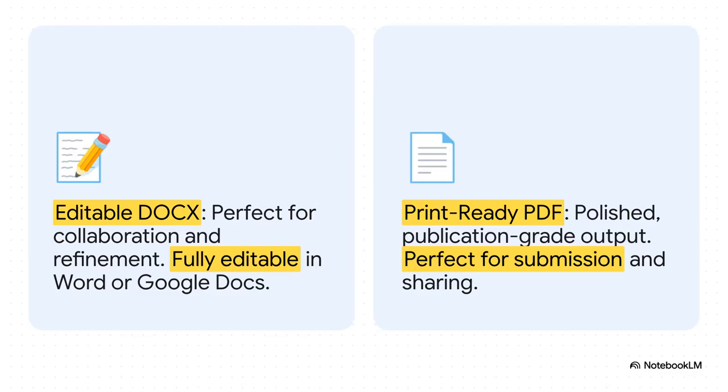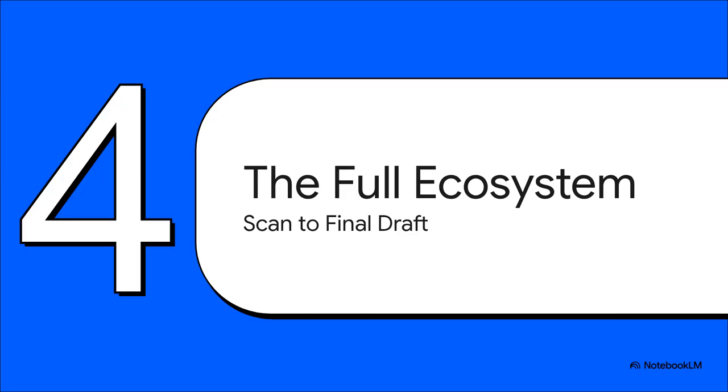So once your document is all put together there in the playground, you have two main export options. You can download a docx file, which is totally editable in Word or Google Docs if you need to do more work or collaborate, or you can generate a print-ready PDF that's already perfectly formatted for submission or for sharing with colleagues. But the workflow doesn't even have to start with an AI chatbot. MassiveMark is actually part of a much bigger ecosystem that can take you all the way from a physical paper document to a final polished draft. Let me show you how.